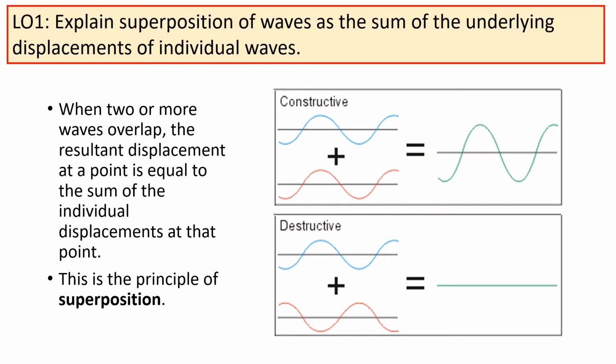Superposition results from two waves being overlapped. When these two waves overlap, they create a new wave. Every point on this new wave will have a displacement which is equal to the sum of the displacements of the individual waves. This is known as the principle of superposition.